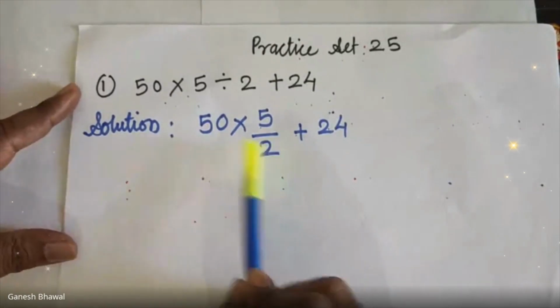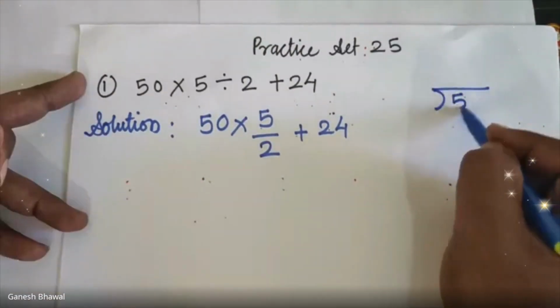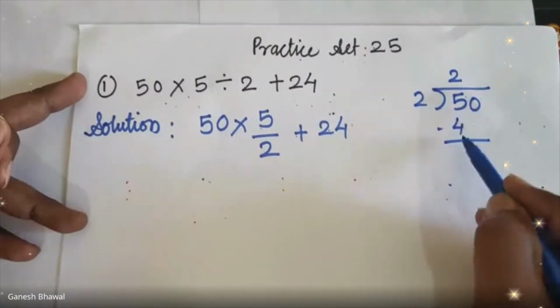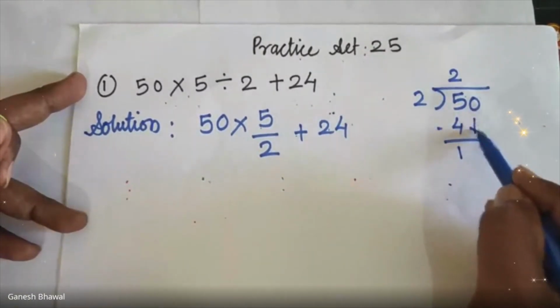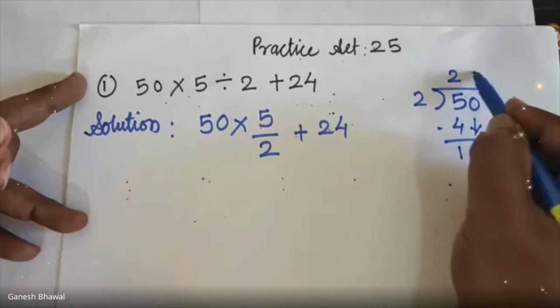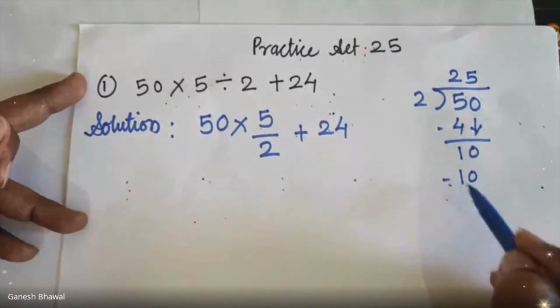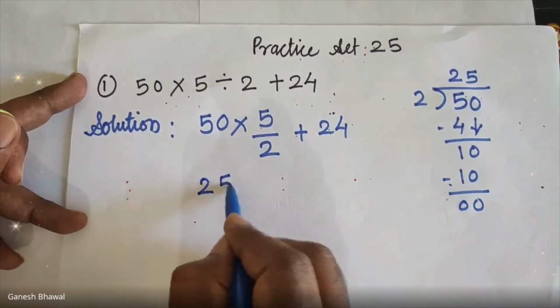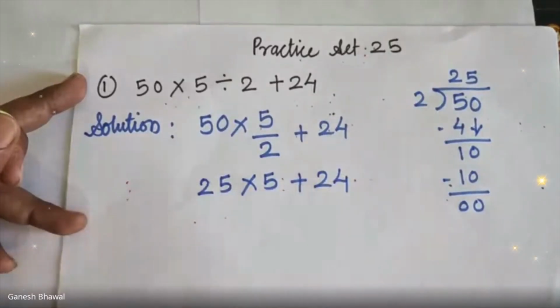50 we can divide by 2. If I take here 50, I will take here 2. 2 2s are 4. 5 minus 4, 1. Take the 0 down. 2 5s are 10. The quotient has come 25. So 25 multiplied by 5 plus 24.